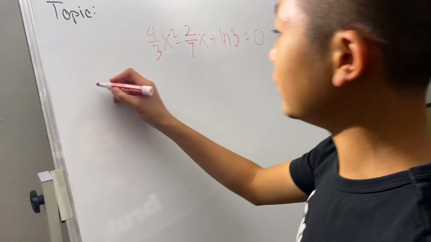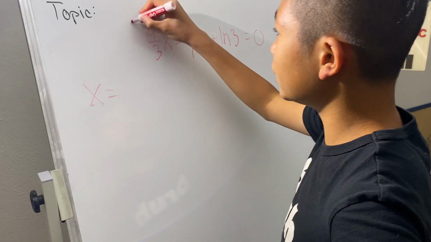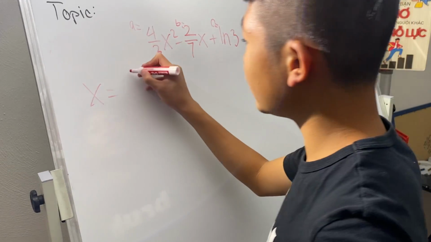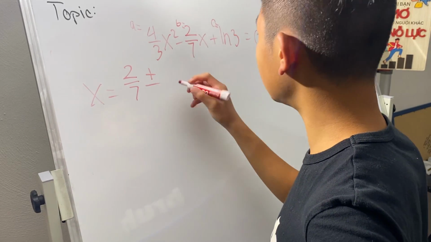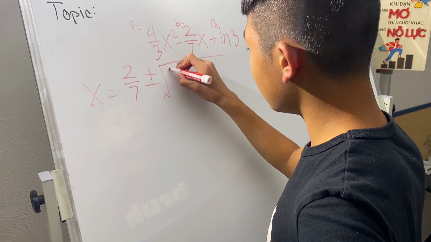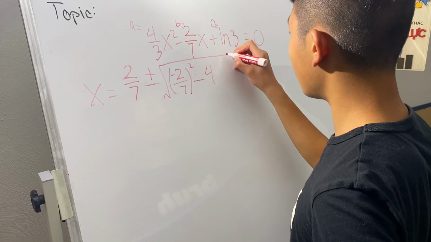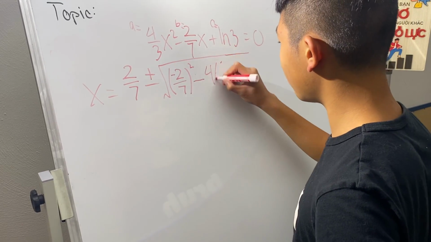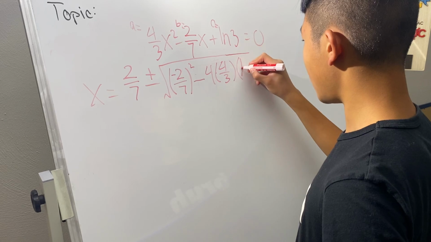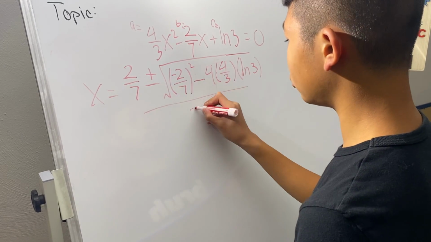Okay, I might use a lot of space, so I'm gonna write right here. Hope you guys see it. x equal to negative b, so this is a, b, and c. So minus this will be positive 2/7, plus or minus the root of (-2/7) squared minus 4a, which is 4/3, c, which is ln 3, ln 3. Okay, close. Then over 2a, which is 2 times.